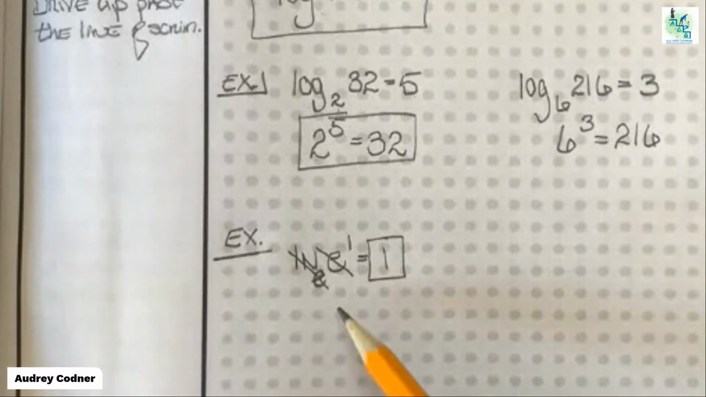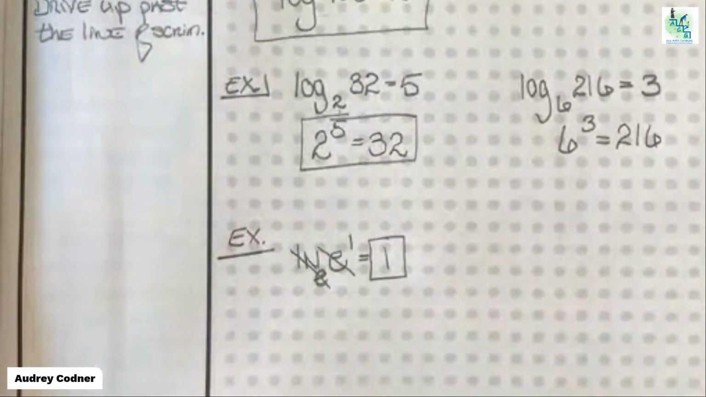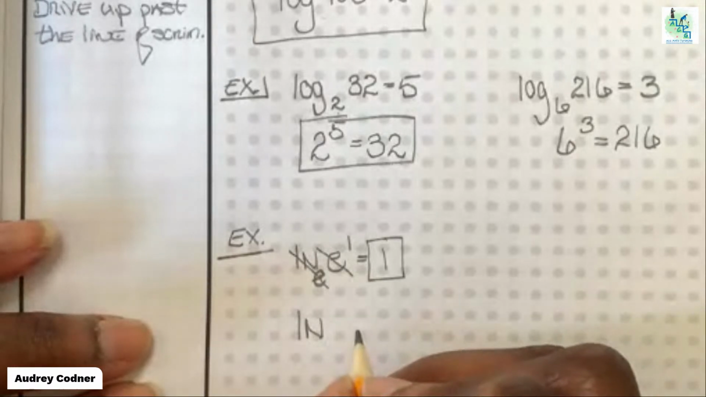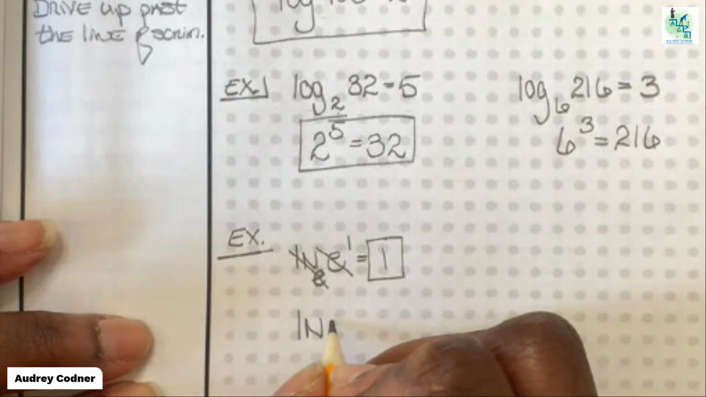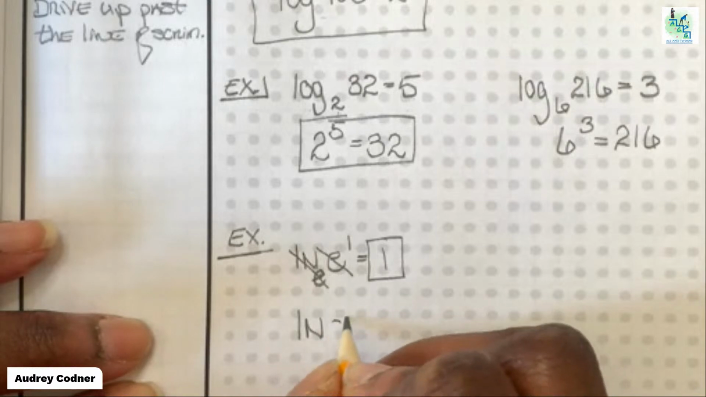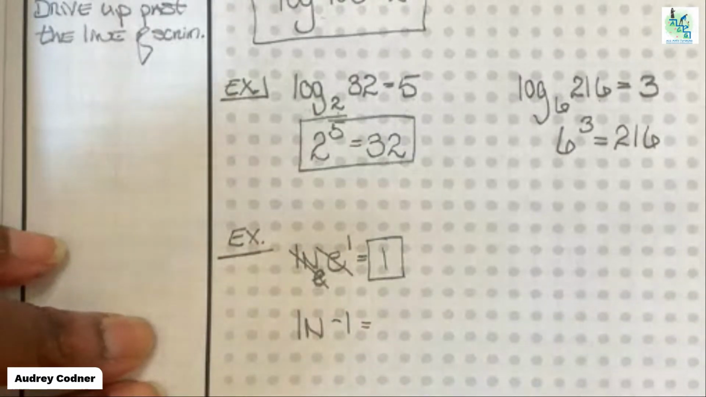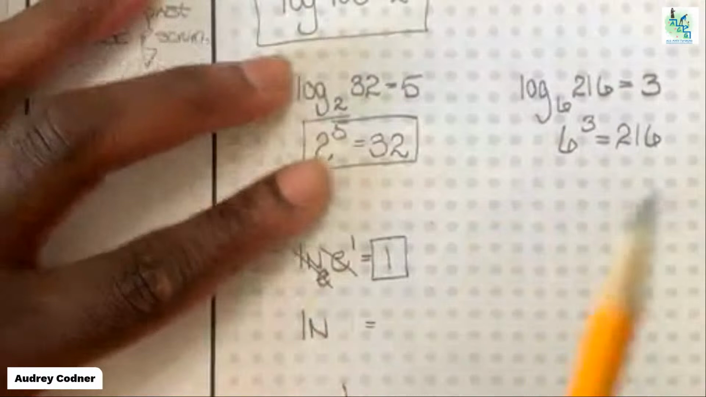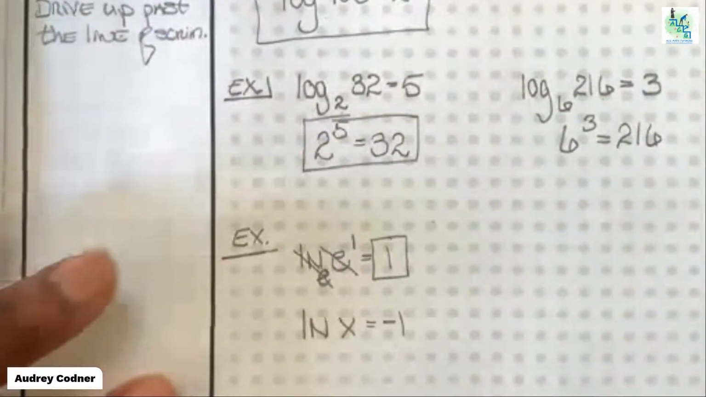So anytime you see something with the base of e, let's switch it up. So if I say ln of x is equal to -1.